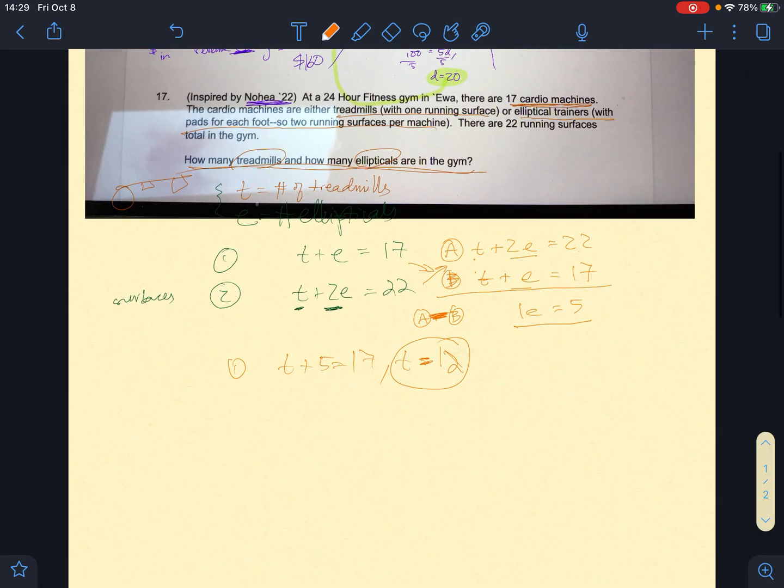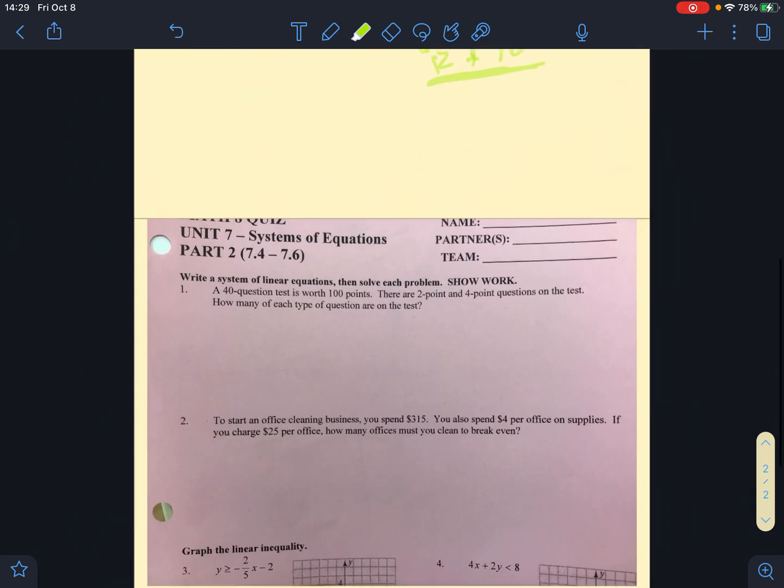Now, let's check our answer. Is that 17 cardio machines if I had 12 treadmills and 5 ellipticals? Yes, that's 17 machines. How about running surfaces? Well, that would be 12 surfaces from the treadmills, and since an elliptical has 2 each, that would be 10 surfaces. So in total, I would have 12 plus 10 surfaces, so that's 22 running surfaces. That's how we check our answer. Everything's beautifully consistent.